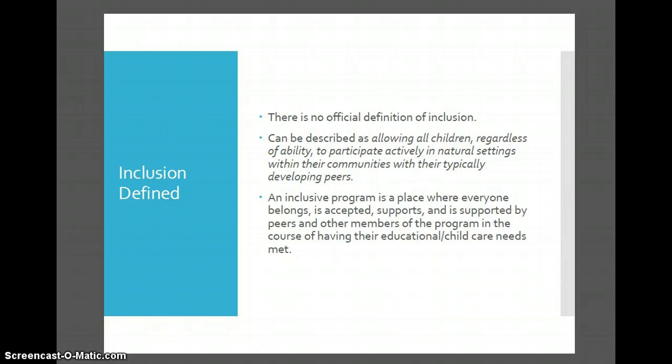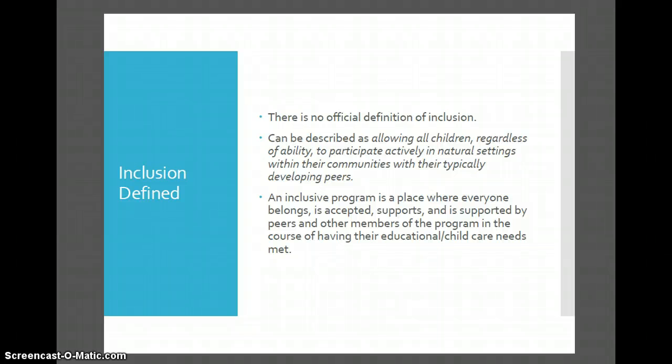It's actually important to know that there is no official definition of inclusion. So inclusion exists because of legislation. It exists because of federal law, which we'll talk about in just a minute. However, the term inclusion is not used in any of those laws. So inclusion itself is not a legal term. So there is no official definition for it. However, here's how we could describe it.